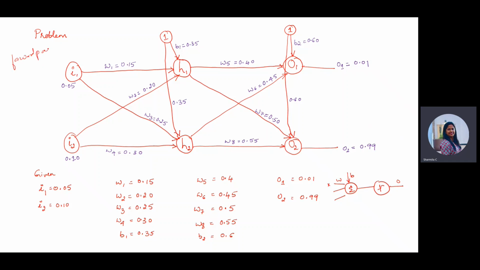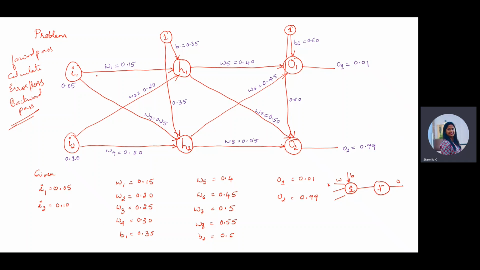Then after the forward pass, we calculate the error or the loss at the hidden layer as well as the output layer, and finally perform what? The backward pass. So this is what the backpropagation algorithm does.